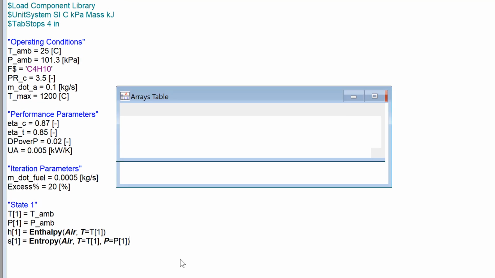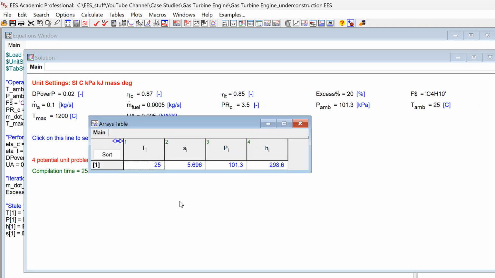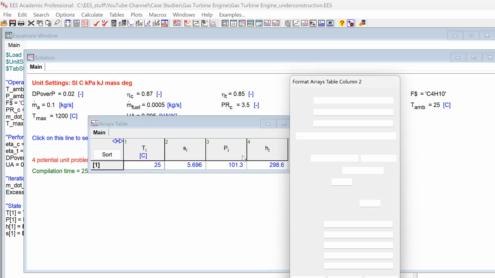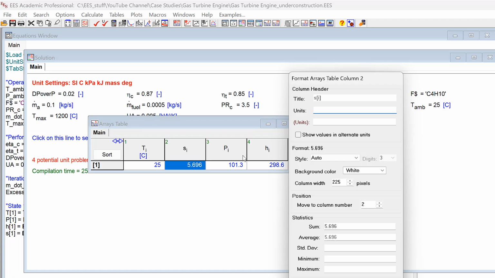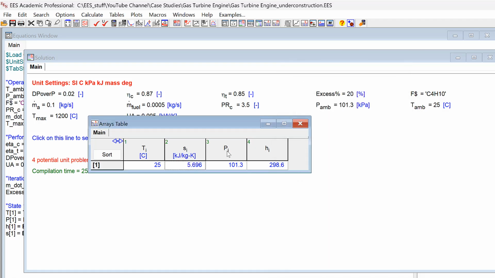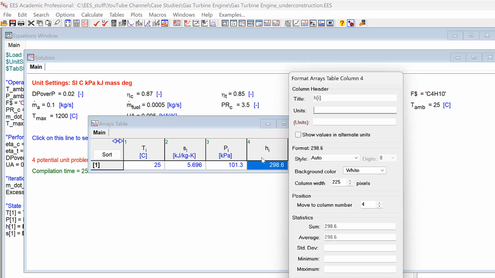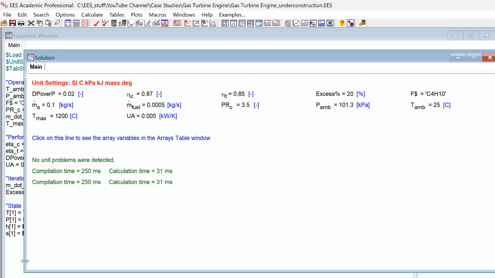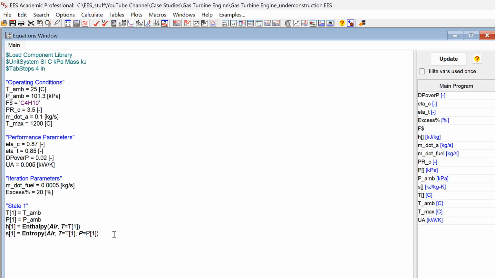Alright, so we'll solve that. And we'll check out the arrays table. Maybe we'll put the units here just to make sure everything's right. So this would be in, let's see, kilojoules per kilogram Kelvin, I think. This would be in kilopascals. And this must be in kilojoules per kilogram. Alright, and yep, no unit problems, so that's all good.